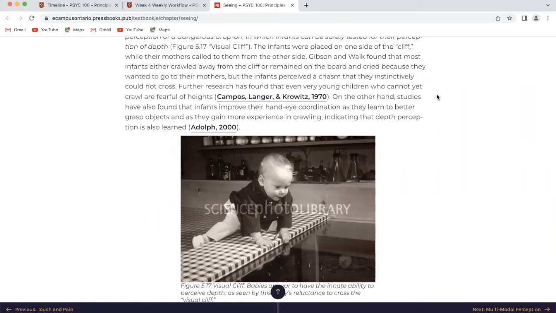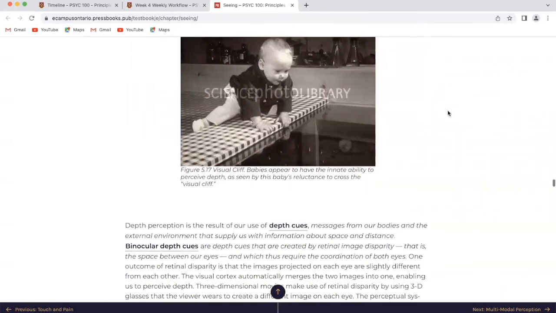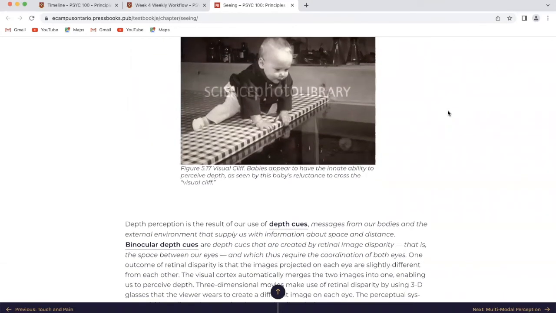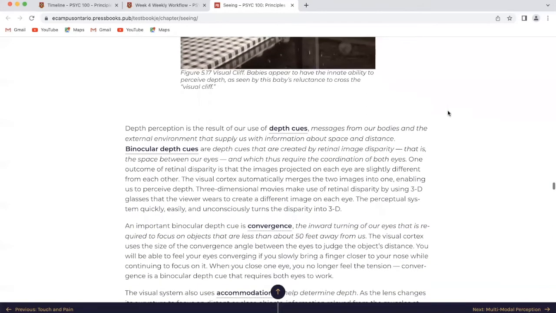Further research has found that even very young children who cannot yet crawl are fearful of heights. On the other hand, studies have also found that infants improve their hand-eye coordination as they learn to better grasp objects and as they gain more experience in crawling, indicating that depth perception is also learned. Depth perception is the result of our use of depth cues, messages from our bodies and the external environment that supply us with information about space and distance.